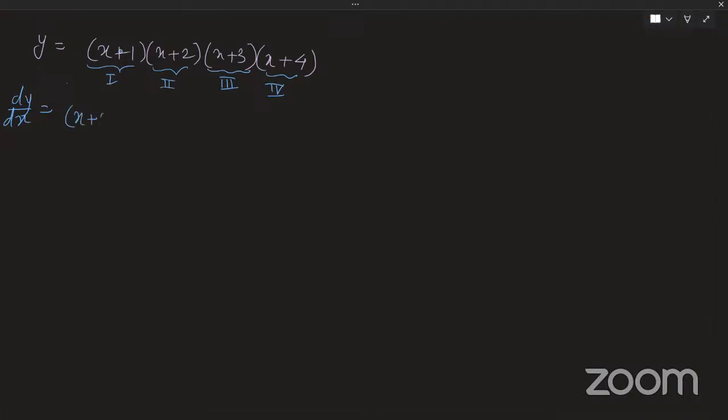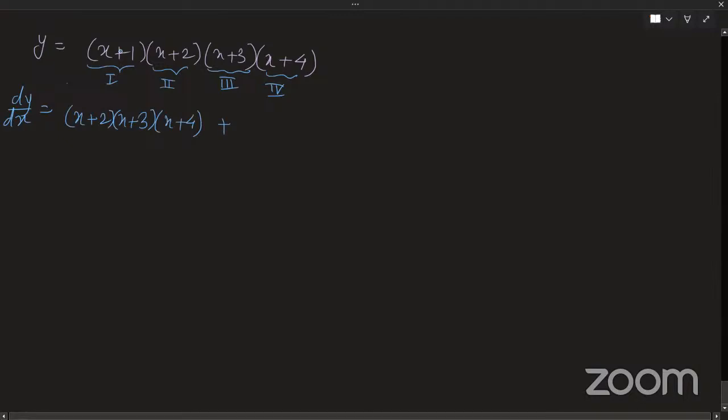So it is 1 into (x + 2) into (x + 3) into (x + 4). Right. After that, what will you do? Derivative of the second function. Now you differentiate your third function: (x + 1) into (x + 2) into (x + 4). And after that, plus you differentiate your fourth function.